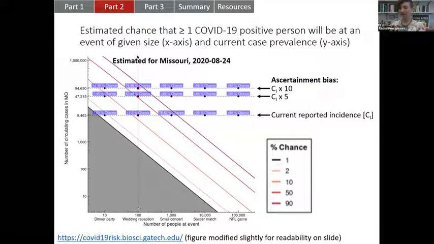So again, if we look at an event of 100 people, this vertical dotted line at 100 on the x-axis, or a wedding reception, which hopefully none of you are going to anytime soon, we would see that based on the current reported incidence, there's more than a 14% chance that at least one person is infected, assuming that the reported incidence matches reality. If we assume a 5 times ascertainment bias, there's more than a 50% chance that at least one person is infected, and then at 10 times the risk goes up. So this is another way to visualize how the level of infection in the region, the size of an event, and what you know about the testing levels shape your actual risk at the county level.